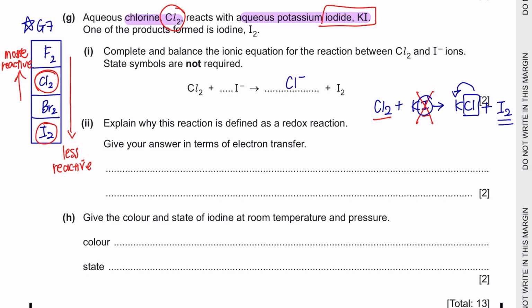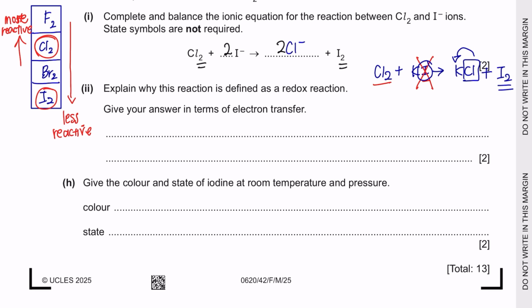And now let's balance this equation. Since there are 2 iodine atoms, we will write 2 here. Since there are 2 chlorine atoms, we will write 2 here. This is balancing. Next question, part 2.